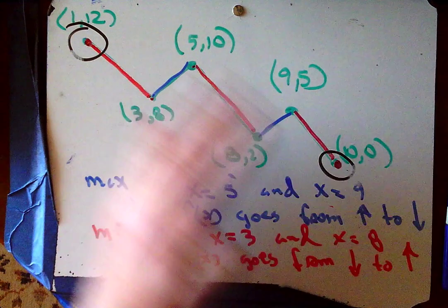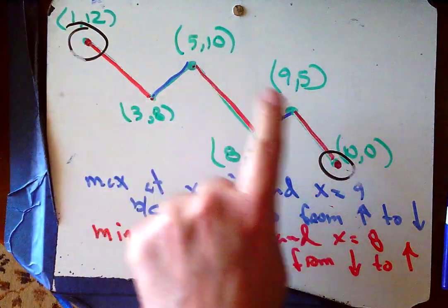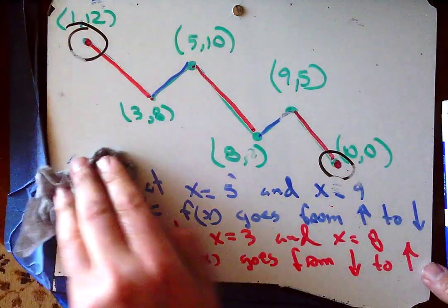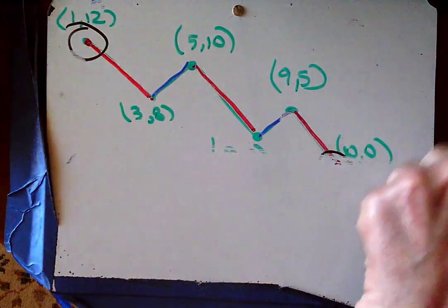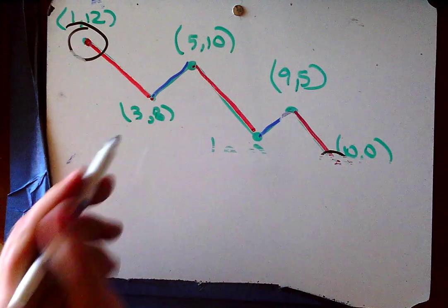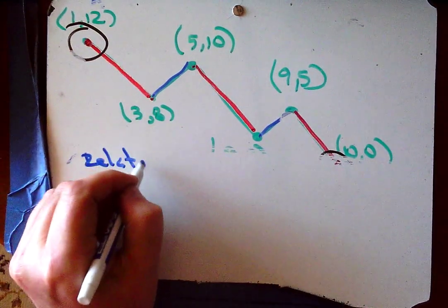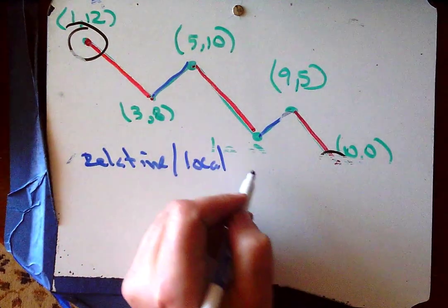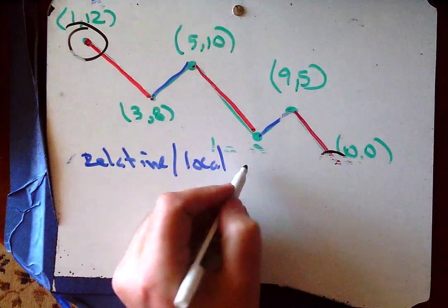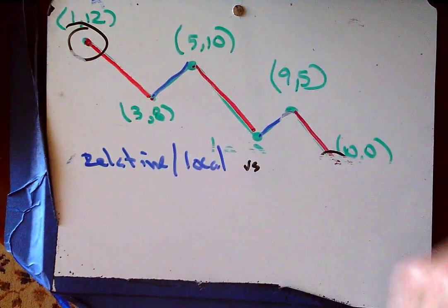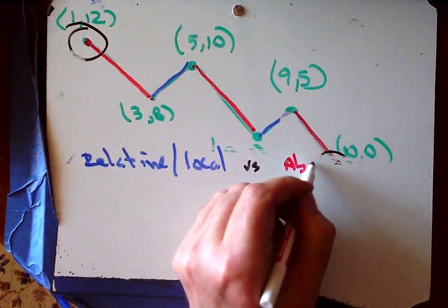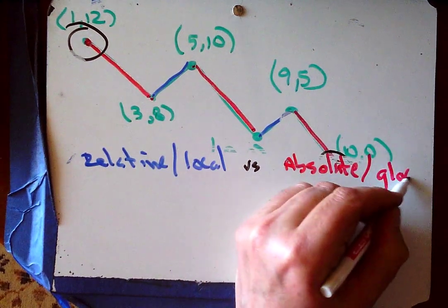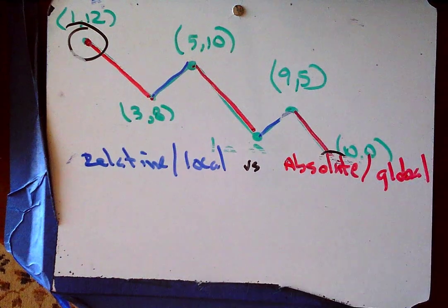You could certainly just look at a graph and say, hey, that's a max, that's a max, that's a max, that's a min, that's a min, that's a min. You should also delineate between relative or local versus absolute or global. Huh? What do you mean, Kukla?